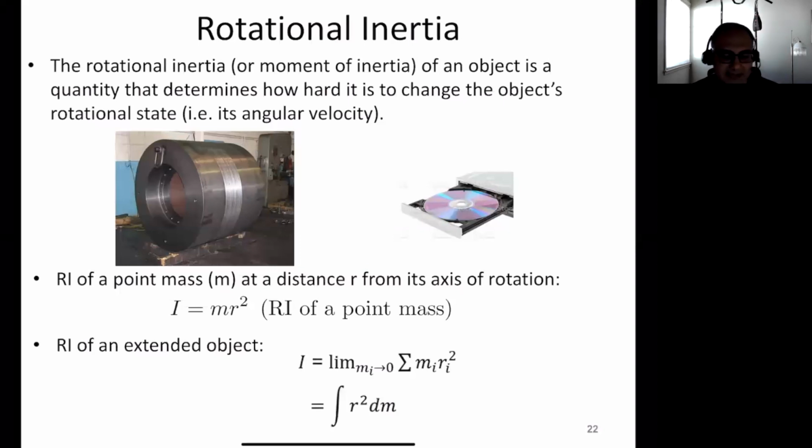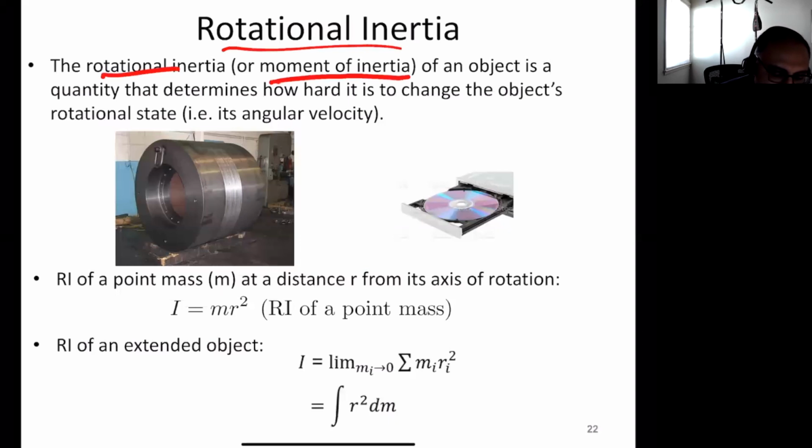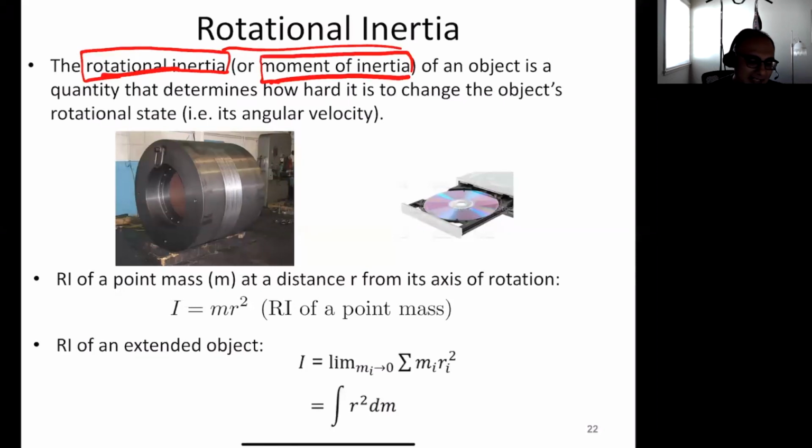Now there is something very similar in the rotational world, and that's called rotational inertia. So the rotational inertia, which is also called moment of inertia. So remember that these two terms are synonymous. Moment of inertia and rotational inertia mean exactly the same thing. The old textbooks say moment of inertia, and newer textbooks, I think, are trying to switch that to rotational inertia, but they really mean the same thing. I'm used to saying moment of inertia.